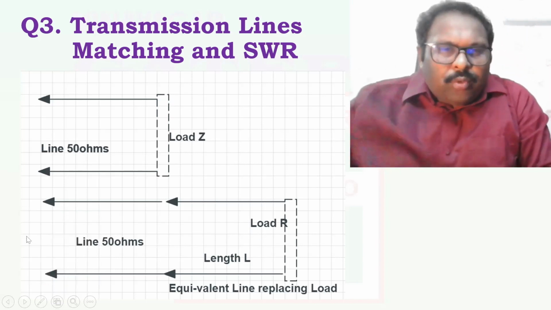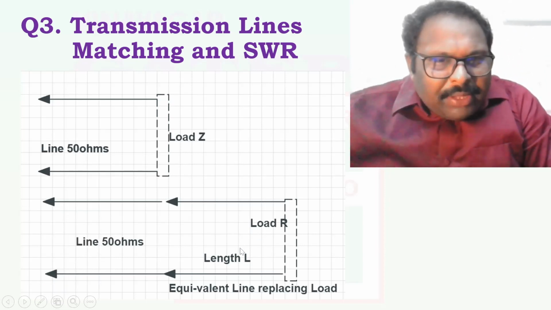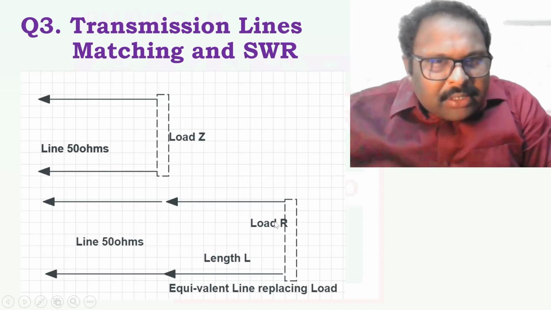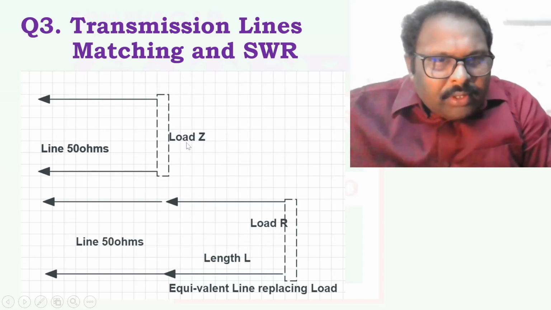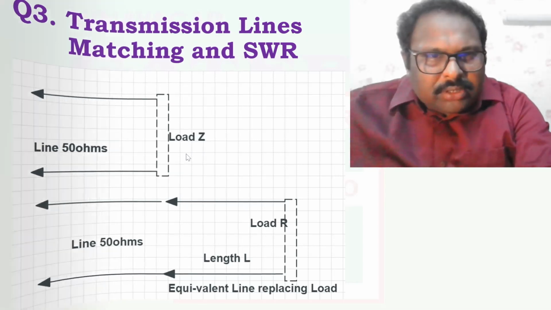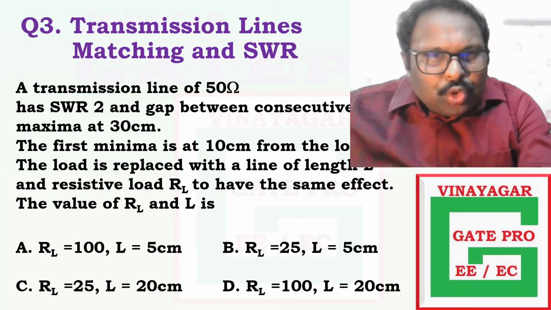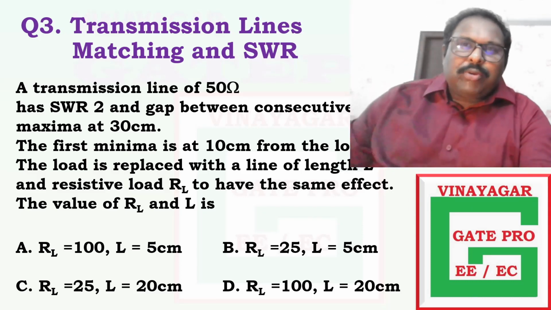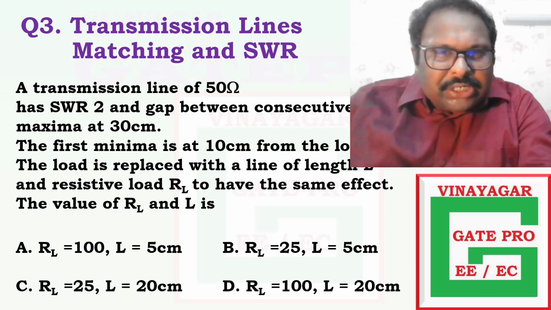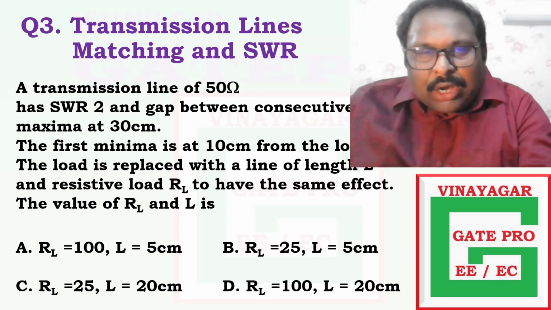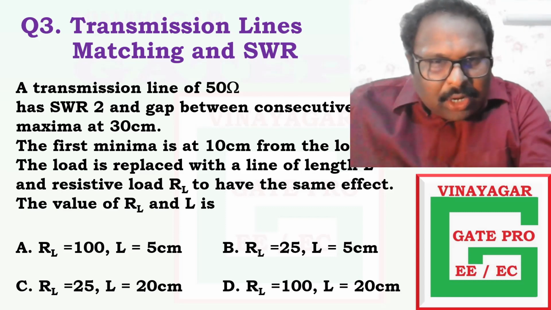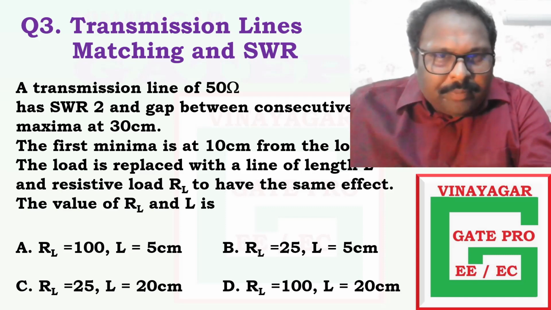So what length should this L be and what should this R be so that it replaces the load? Simple logic here if you look at the options. SWR is 2 means load should be either double of this or half of this, because SWR is nothing but resistive conditions RL by R0 or R0 by RL. That means 100 ohm and 25 ohm both are possible.